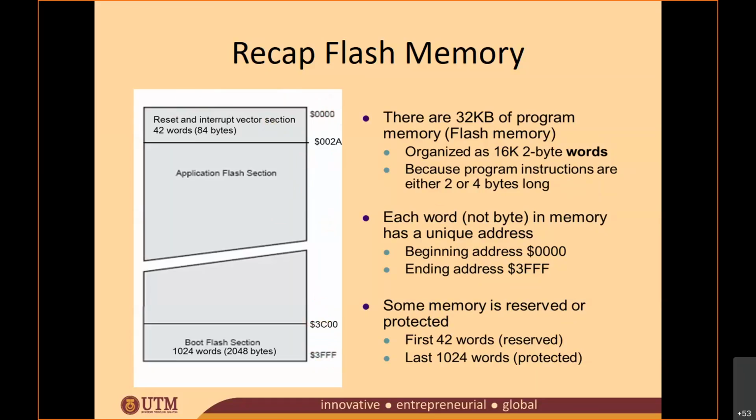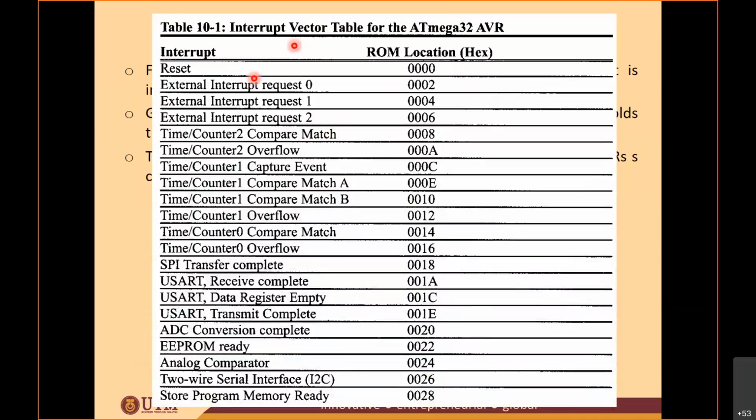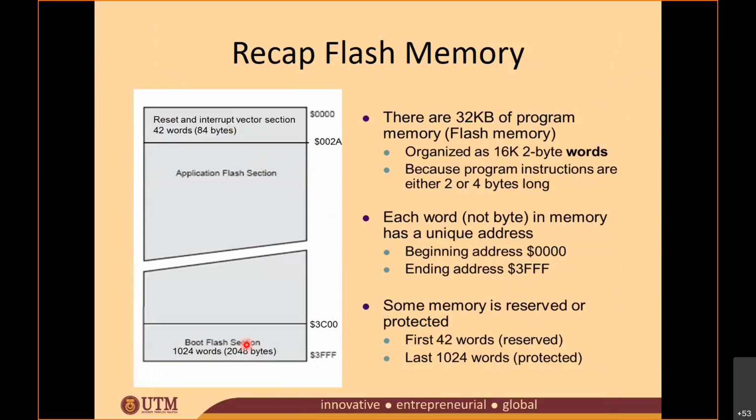If you can see here, some of this memory is reserved or protected. The first 42 words are reserved for the interrupt vector table. And the last 1 kilobyte here is protected for the boot flash section. Anything in between, you can use to store your program. So every program that you write will be stored inside this application flash section.